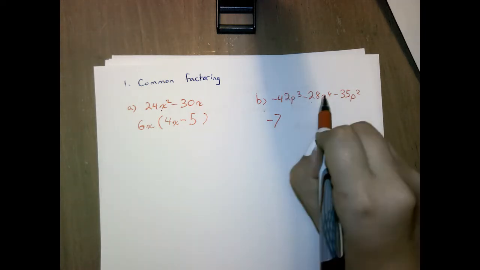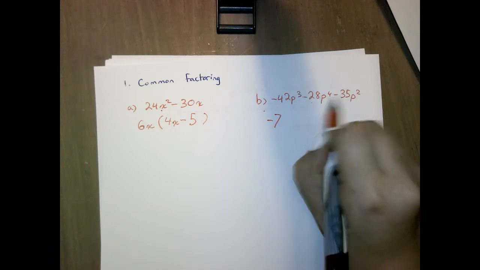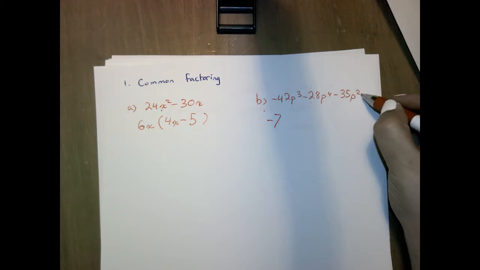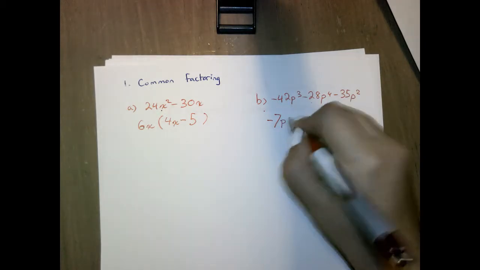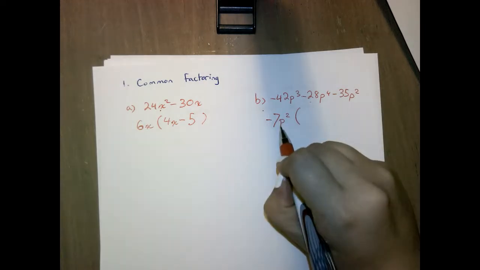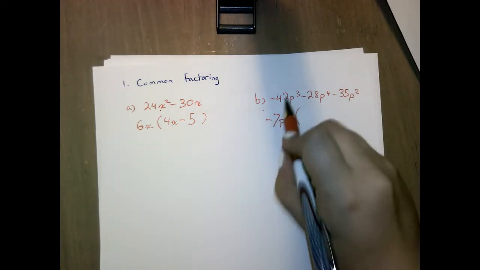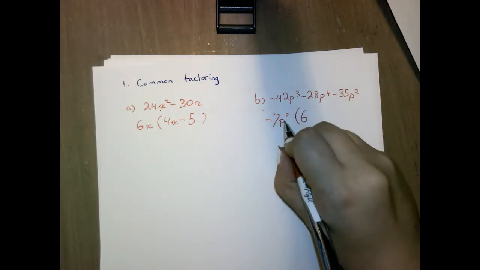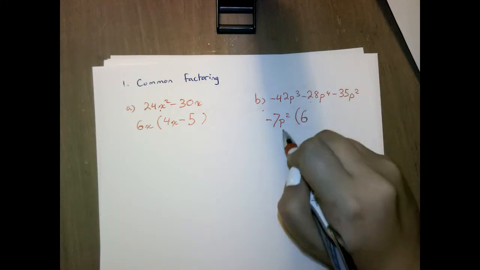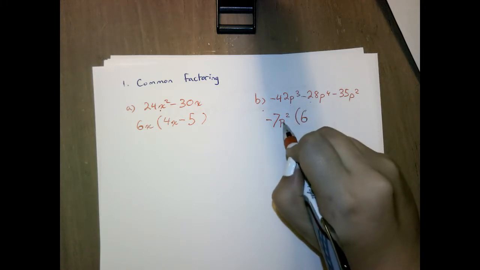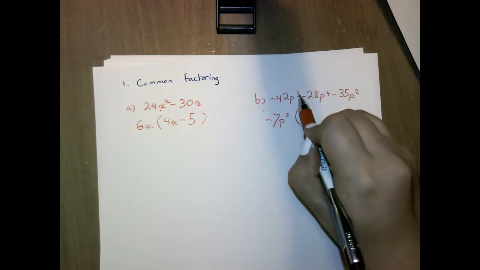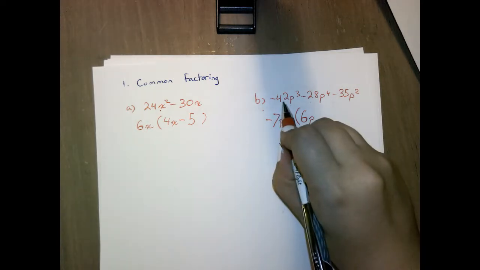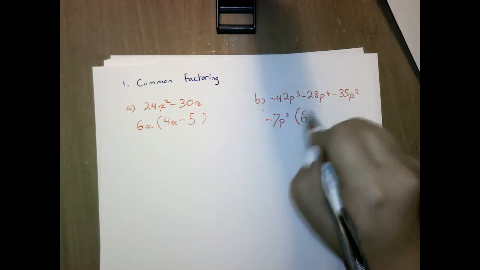And then I have to look at my variable, and I'm looking for the variable that has the smallest exponent. The smallest exponent in this case is p squared. So I'm going to pull out that p squared. And then I have to think about what number times negative 7 equals negative 42. So my first one is 6. And then I have to think how many p's are left over, right? So p times p squared would equal p cubed. So when I'm pulling out negative 7p squared from negative 42p cubed, I have 6p.